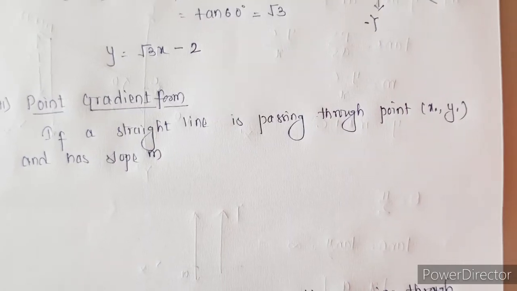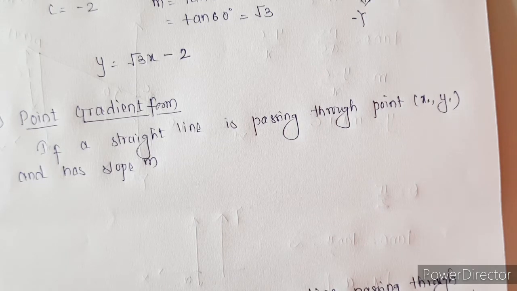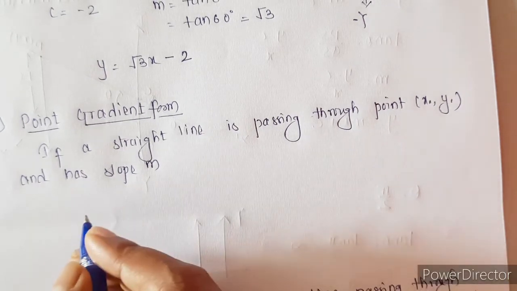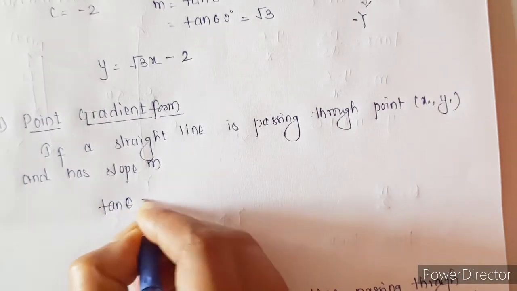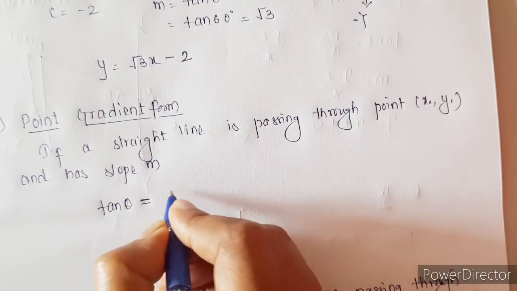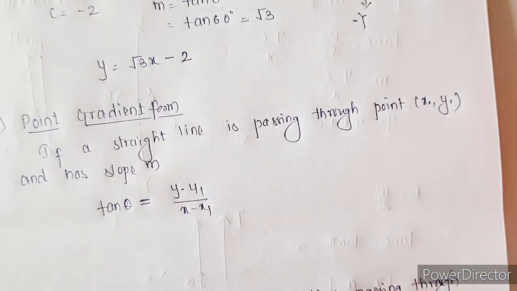Next is point gradient form. If a straight line is passing through point x1, y1 and it has a slope m. Now suppose we have a slope m, it is tan theta, which can be written as y minus y1 upon x minus x1.